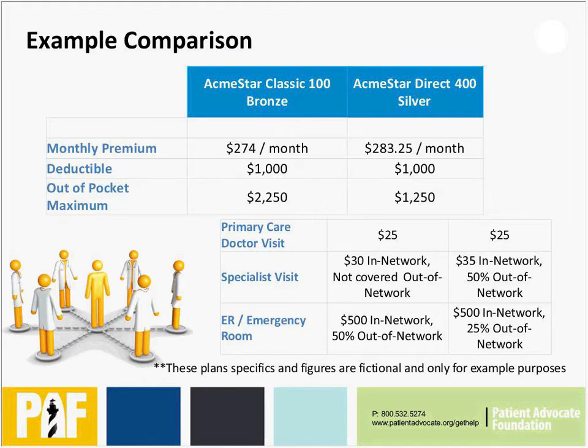The deductible is the same, but if you see the out-of-pocket maximum is not the same. So once that $1,000 deductible is met, the person in the silver plan is only going to have to pay another $250 in partial payments of bills until they've reached their out-of-pocket maximum, where the person who's chosen the bronze plan is actually going to have to go to $2,250, which is another $1,250.